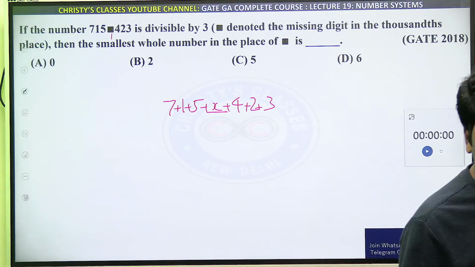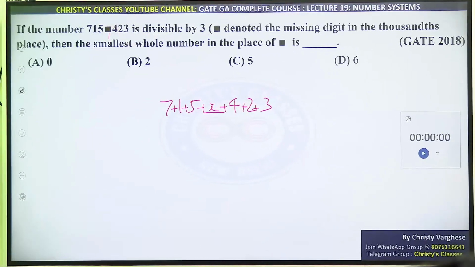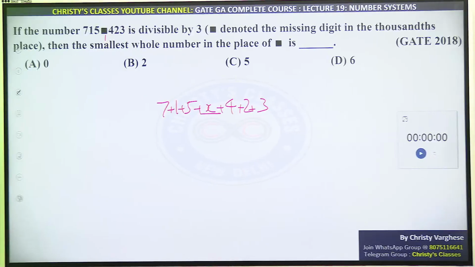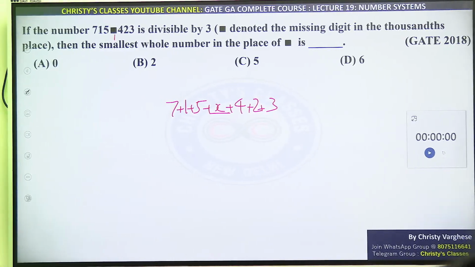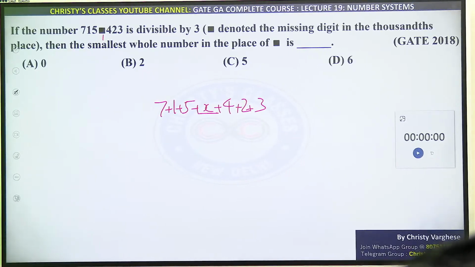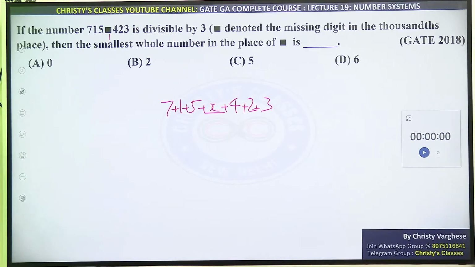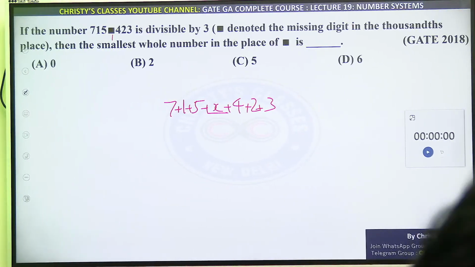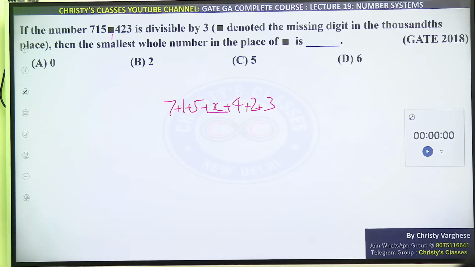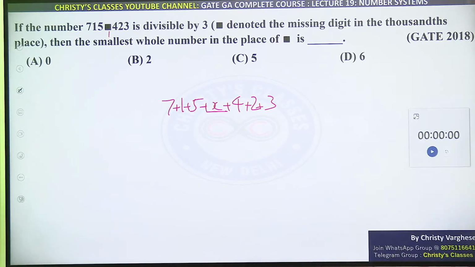digits. One second, there is some problem with the alignment of the camera. Just a minute. Okay, now it is fine, I guess.